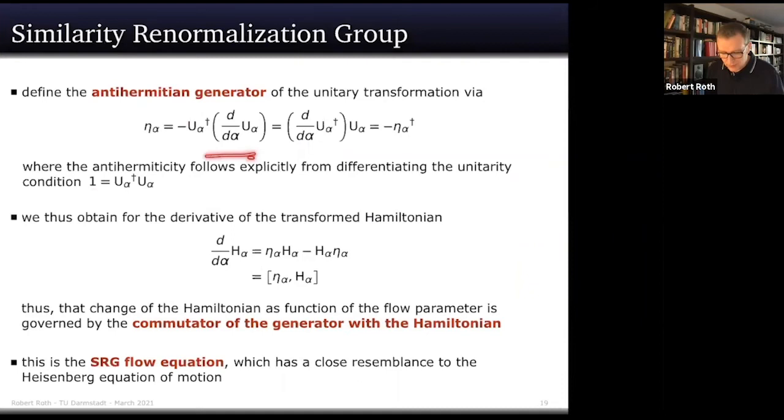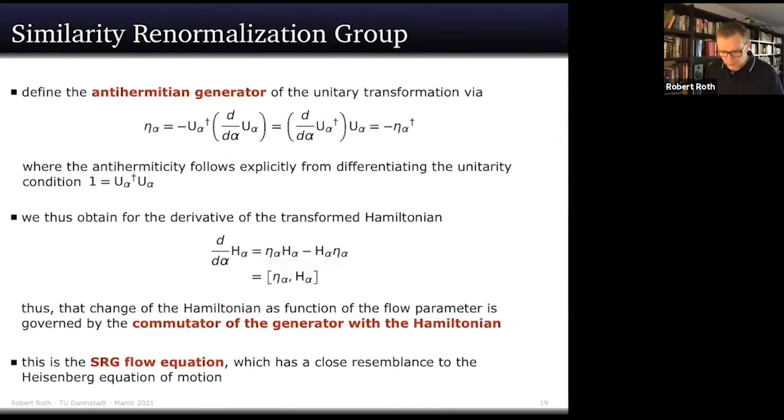So this is essentially a new thing that you define. You give it a name, you call it generator, and from this little calculation I illustrated here, you can show that this generator is anti-Hermitian. That means if you take the Hermitian adjoint of this operator, then this equals minus the original operator. That's important in order to make this transformation unitary. But if you just relabel this clumsy term with eta alpha, your derivative calculation from the previous slide boils down to this. So the derivative of H with respect to alpha equals eta times H minus H times eta.